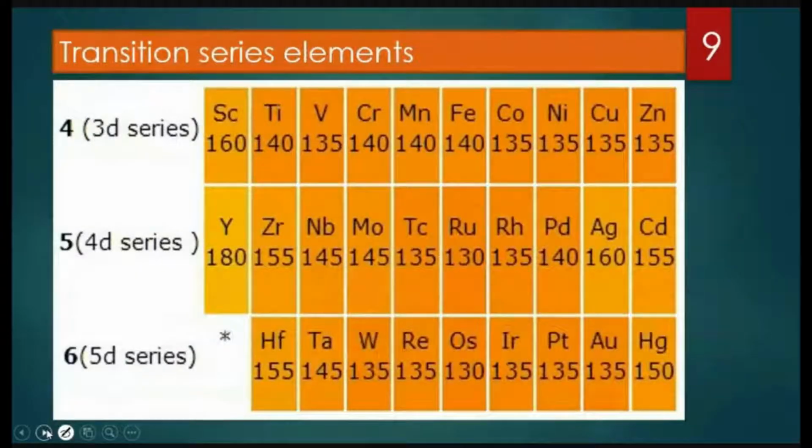So here in this slide you can make out the first transition series, also called the 3d series. It includes the elements from scandium to zinc. Similarly, the 4d transition series, which is the second transition series of elements, ranges from yttrium to cadmium. And then the third transition series, known as the 5d transition series, includes the elements from hafnium to mercury.